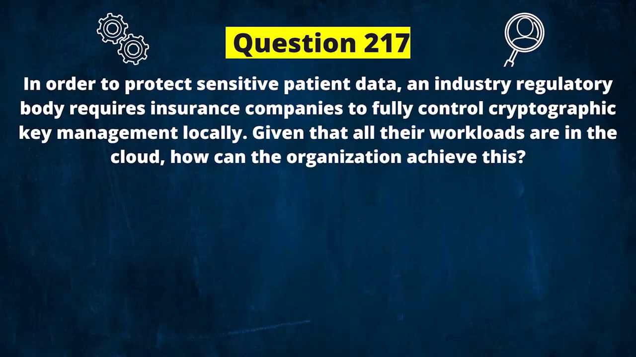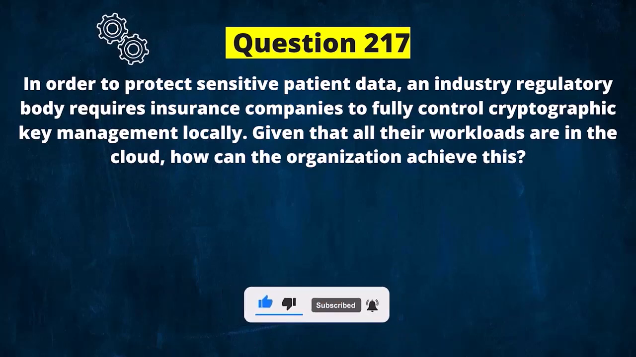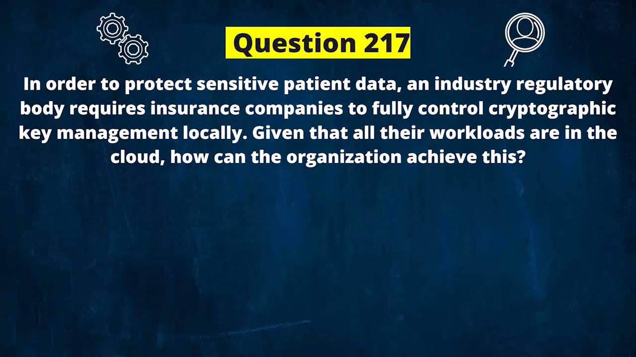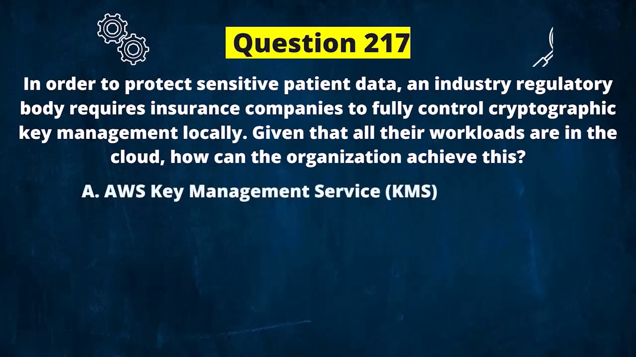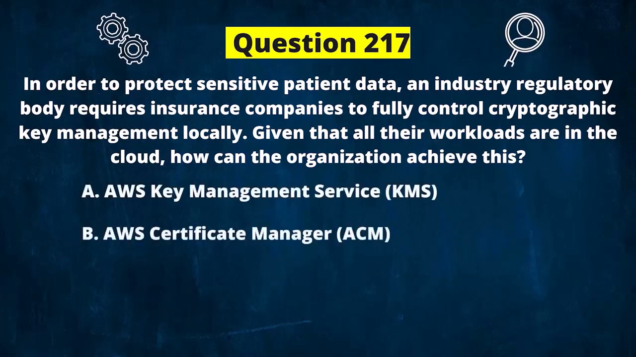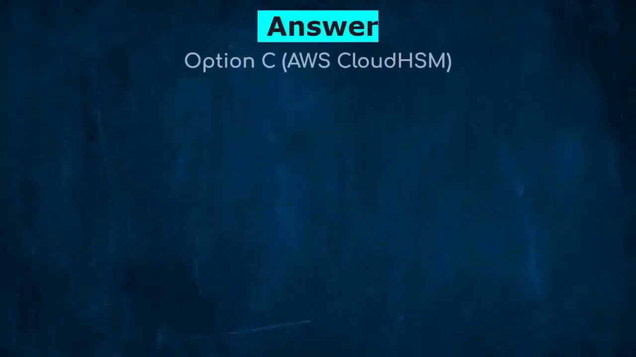Next question. In order to protect sensitive patient data, an industry regulatory body requires insurance companies to fully control cryptographic key management locally, given that all their workloads are in the cloud. How can the organization achieve this? And the options are A. AWS Key Management Service, B. AWS Certificate Manager, C. AWS CloudHSM, D. Server-side encryption. And the correct answer is option C.